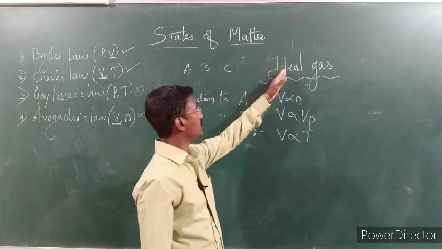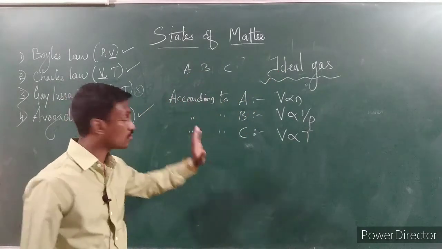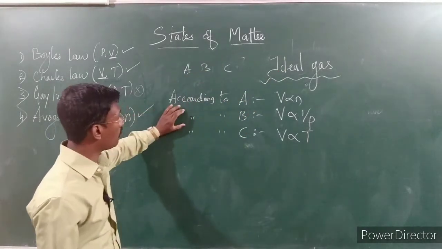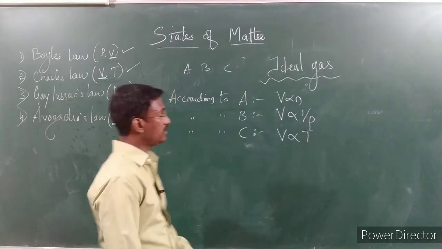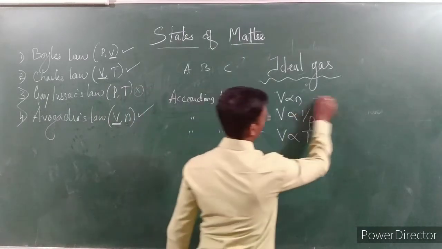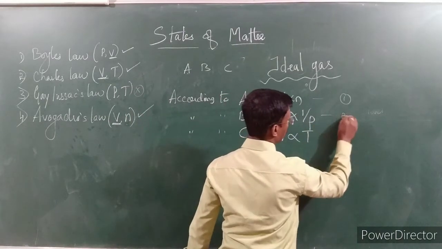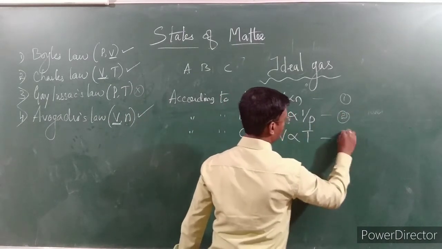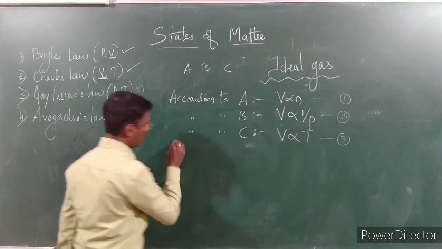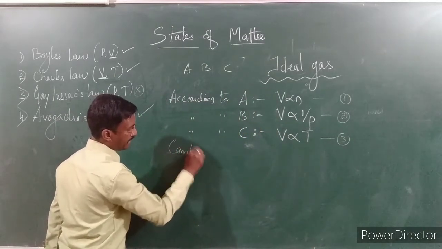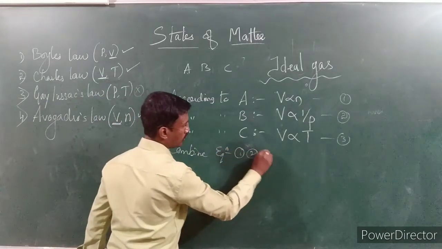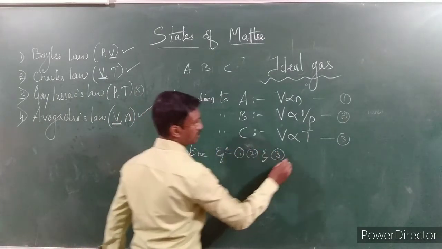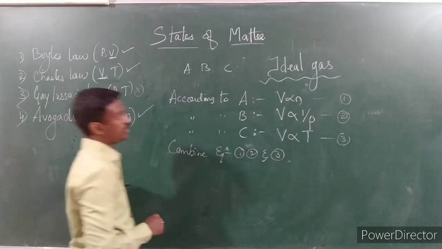The ideal gas is nothing but the gas which obeys the Avogadro law, Boyle's law, and Charles law. Such gases are called ideal gas. So here we have equation number 1, equation number 2, and this is equation number 3. So let's combine equations 1, 2 and 3.